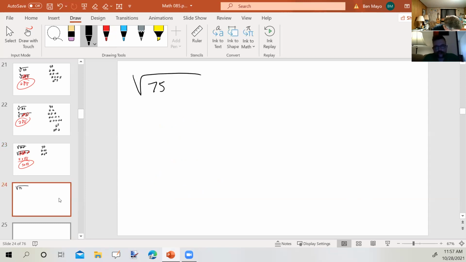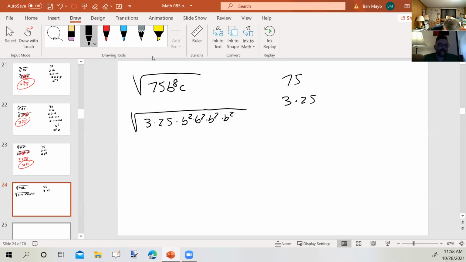Square root of 75, b to the 8th, c. 75 is 3 times 25. 25 is a perfect square, right? So I could write it as 5 squared or leave it as 25, either way. So I've got what, 3 times 25 times b squared times b squared times b squared times b squared times c. Why did I do that? Well, b to the 8th power, I could write it as a square times a square times a square times a square.